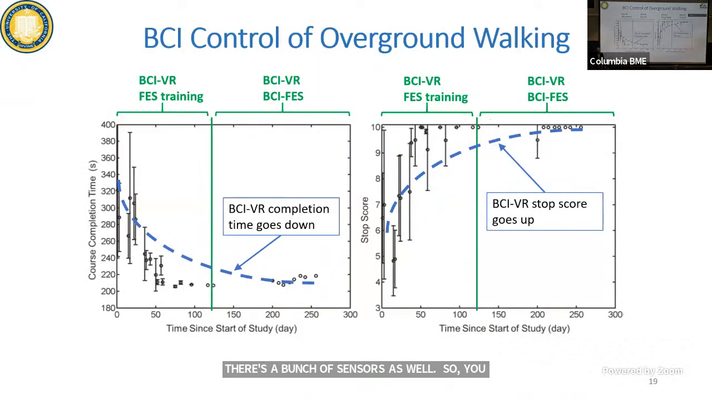So as I mentioned, he also kept playing this video game. So this is interesting. Over the course of almost 9 months, 8.5 months, you can see that his completion time kept going down and sort of plateaued, reached something that's just marginally inferior to manually controlled joystick. And then on the flip side, his stop score kept increasing, ultimately reaching 10 out of 10 or close to. So there's definitely some learning going on here as he's performing this over multiple months.